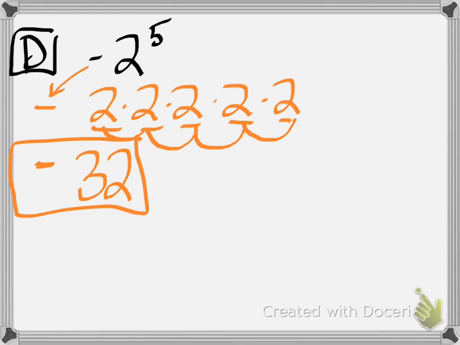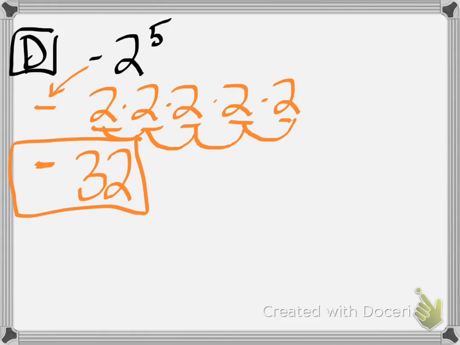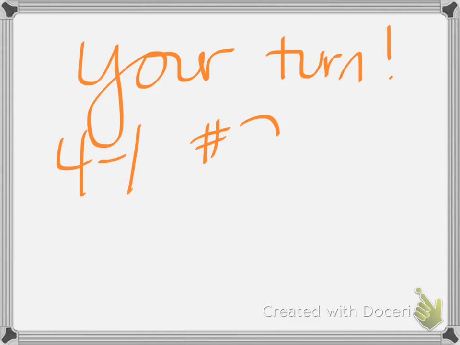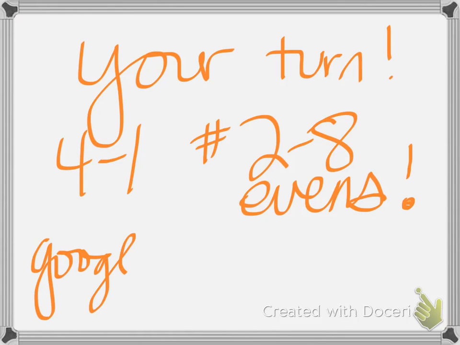Okay, this negative is not in parentheses, whereas this one, it is part of the parentheses, and that's why it's included in the base. Okay, it is your turn. In 4-1, please do numbers 2 through 8 evens. Okay, and you should be doing the Google form, and if you have technical difficulties with the Google form, then bring it in on paper tomorrow. We're going to finish the rest of 4-1 in class.